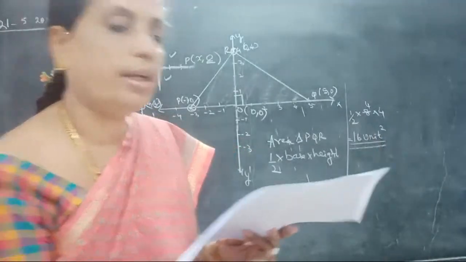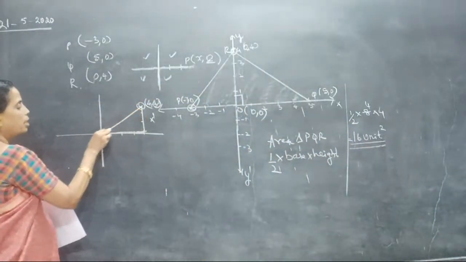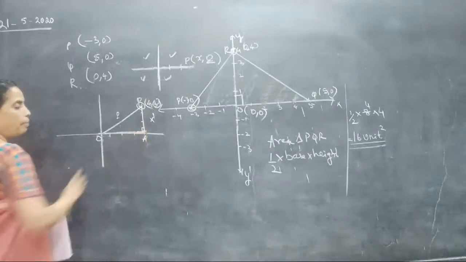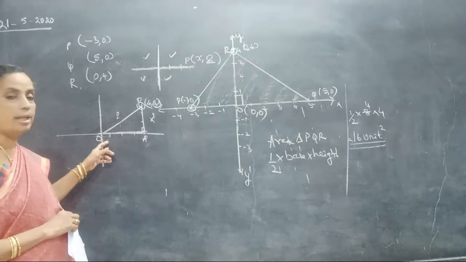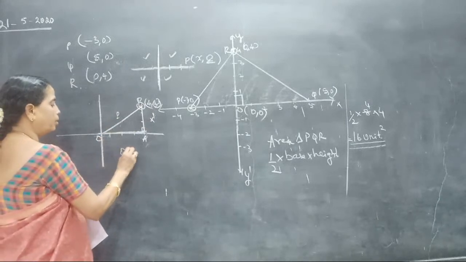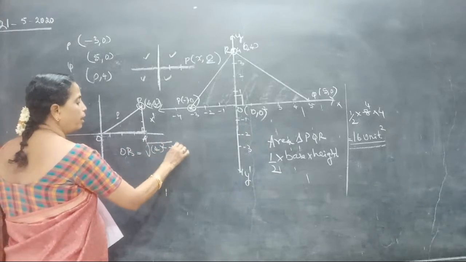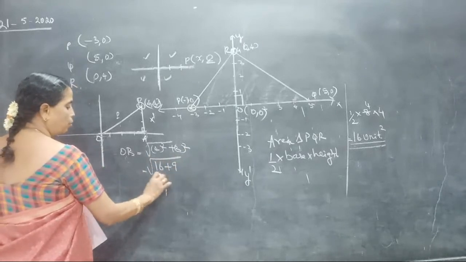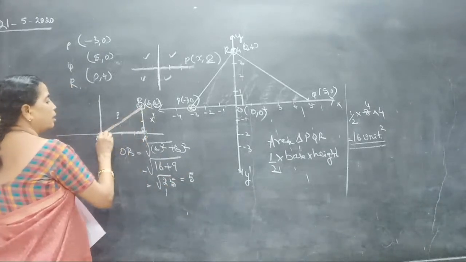Here is the next question: the distance of (4, 3) from the origin. What is the distance they are asking? They are asking the distance of the point from the origin, so you should apply Pythagoras. OB equals root of 4 squared plus 3 squared, which is root of 16 plus 9, root of 25. The answer is 5 units. This is the distance.